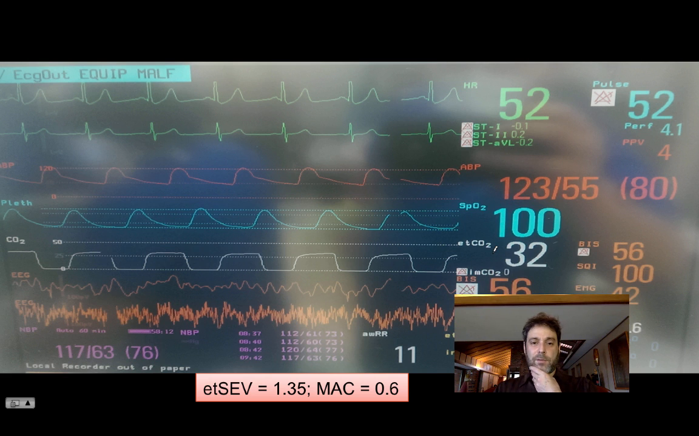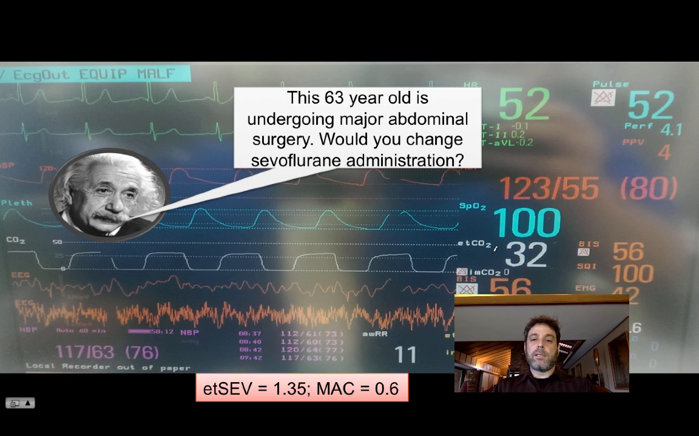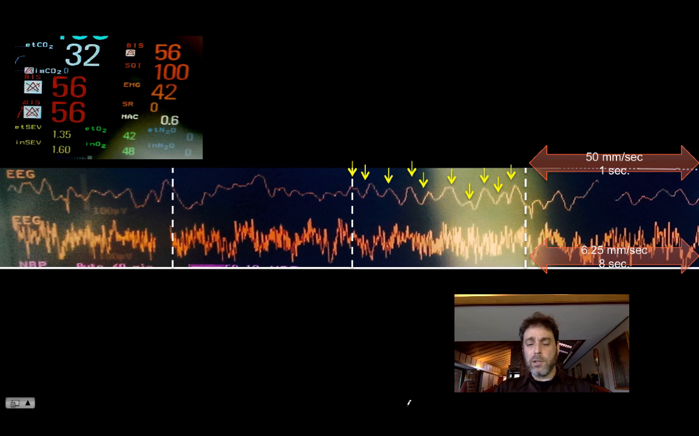All right, let's have a look at this one. So this is a 63-year-old who's undergoing abdominal surgery. So would you change sevoflurane administration? The BIS is looking ominously high at 56, and we're at only 0.68 adjusted MAC. So, well, what do you think? And by the way, you should pause the video whenever you like to try to reflect on and answer these questions. So let's look at some of this information in more detail.